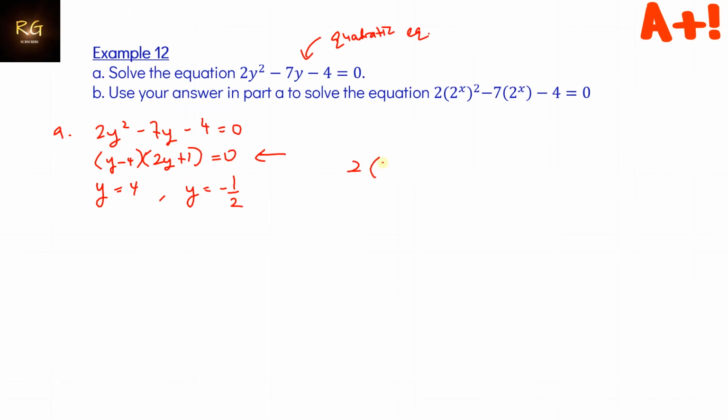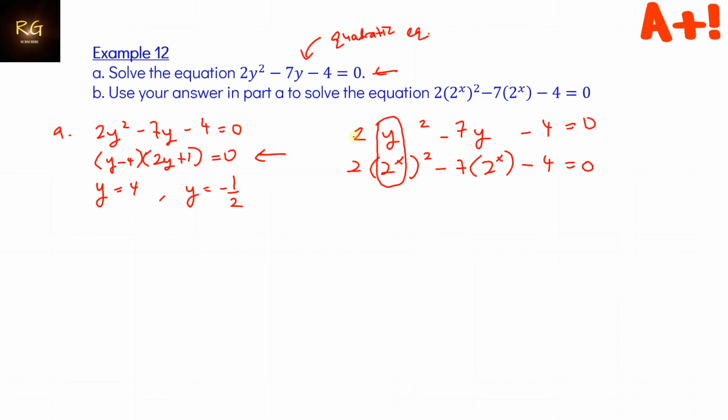So 2 open bracket 2^x close bracket squared, minus 7 times 2 to the power of x, minus 4 equals 0. If I compare with this equation, let me write it again: 2y squared, if you can see the pattern, is very good. Minus 7y minus 4 equals 0. And from this pattern, what we can see is y is equal to 2^x, correct?